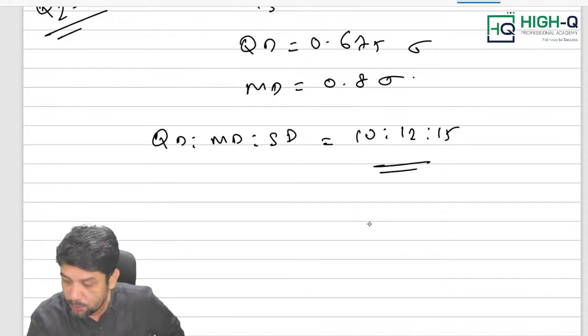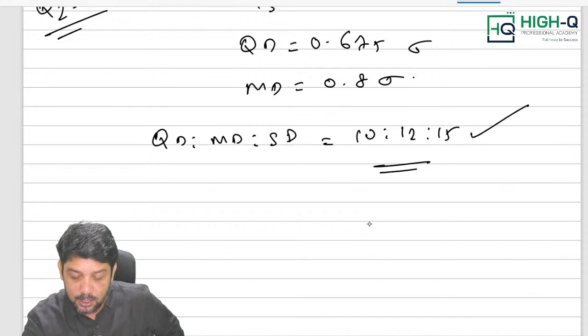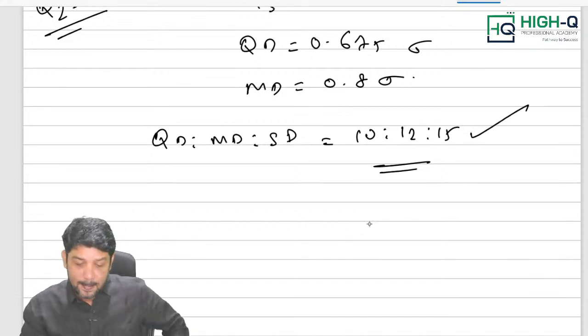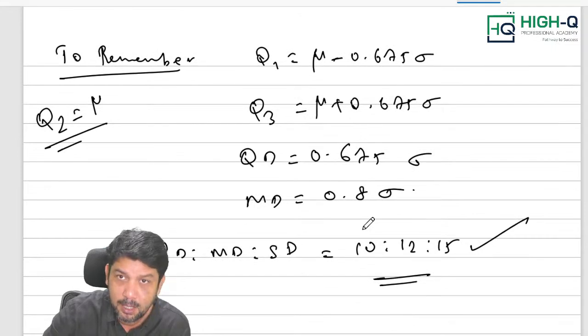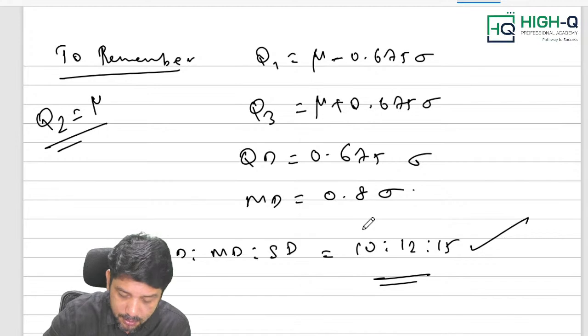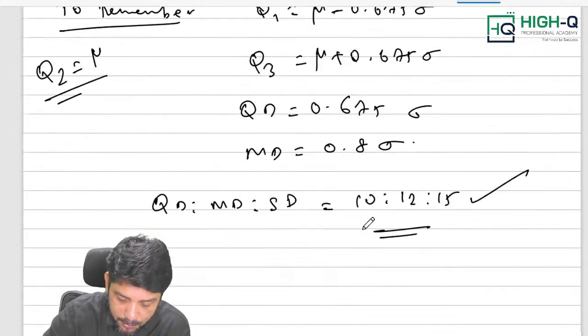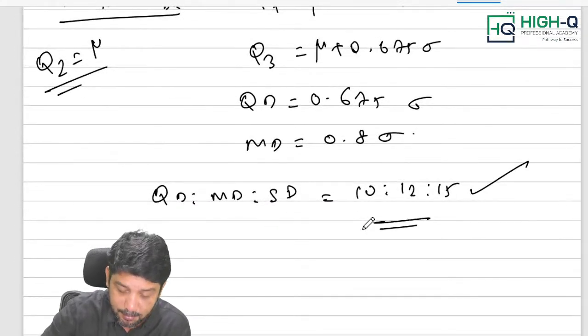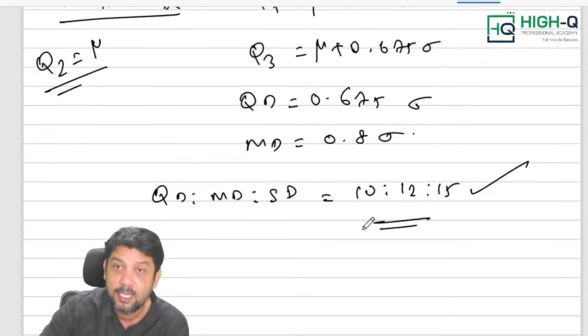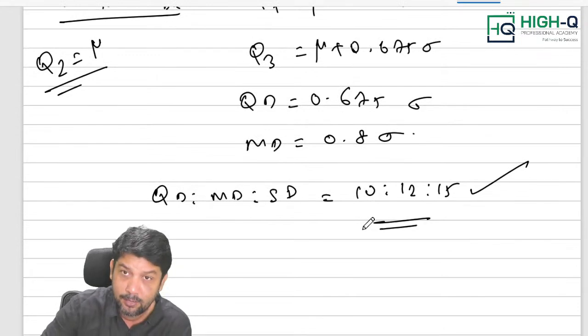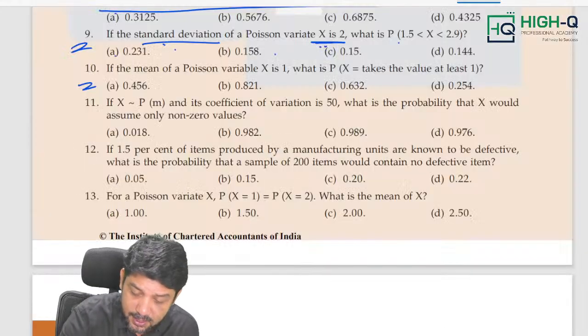QD is to MD is to SD is equal to what? 10 is to 12 is to 15. Is that right, my dear? Yeah. So this is what to be remembered before we proceed further with normal distribution problems. This is what we need to understand, my dear. So whenever you do normal distribution, these are the things to be remembered.